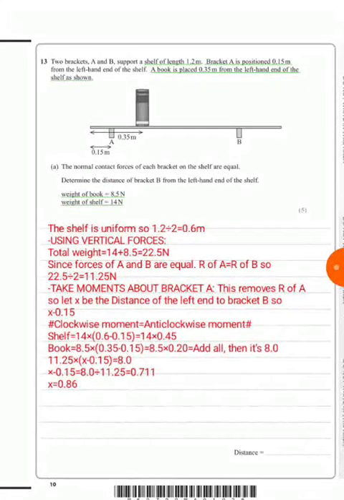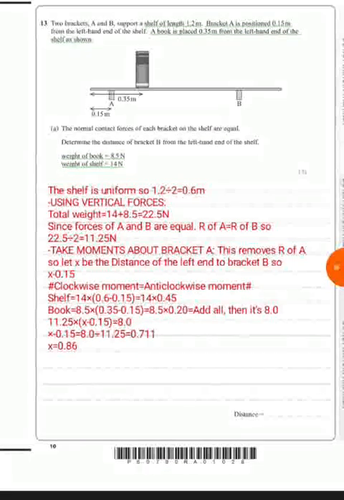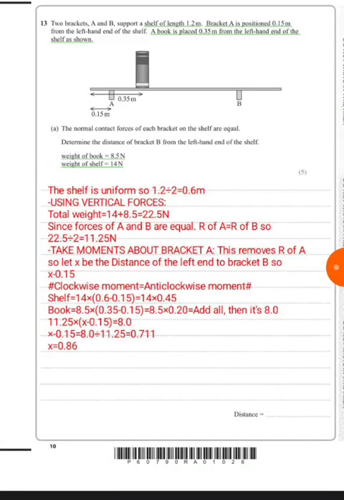Then we take the moments about bracket A. So this removes R of A, and let X be the distance of the left end to bracket B. Then X minus 0.15, because they have already given us the moment at bracket A. Therefore, the distance of the left end to bracket B becomes X minus 0.15.